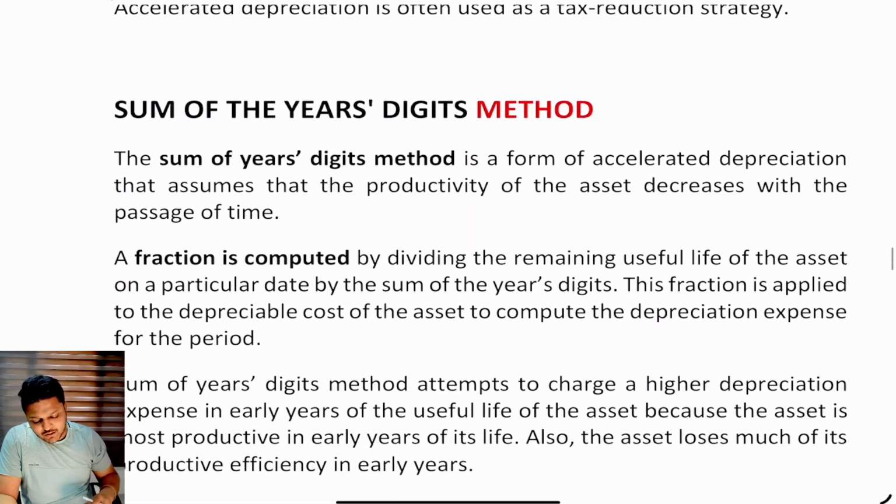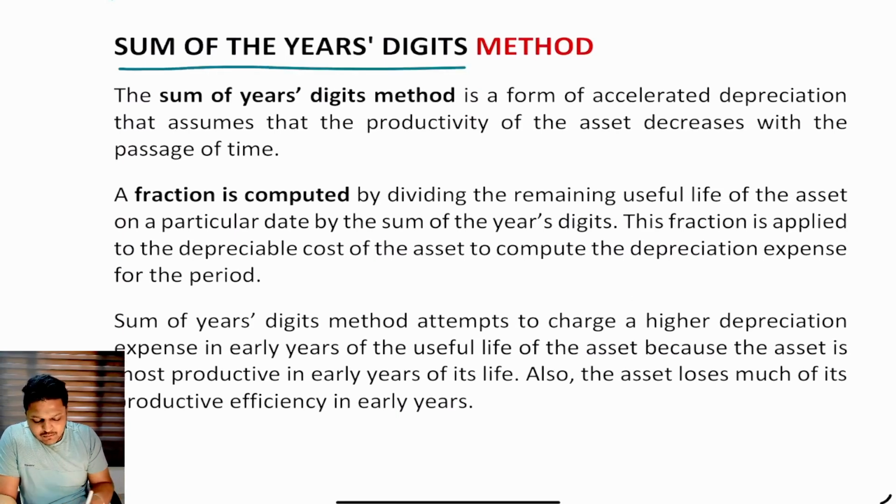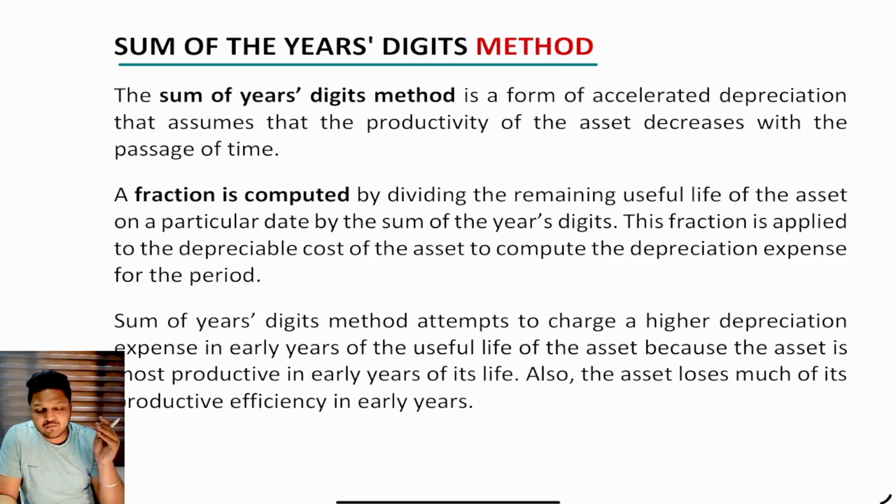So that is a scenario. The first case that we are going to discuss is the sum of years digit method. In this method, the depreciation is charged at a high rate in the first year, and later on in the coming years it will reduce, right? Now how can we solve this particular thing?